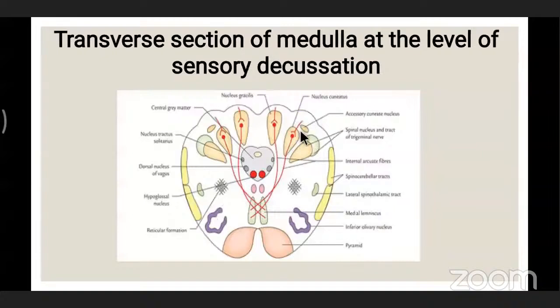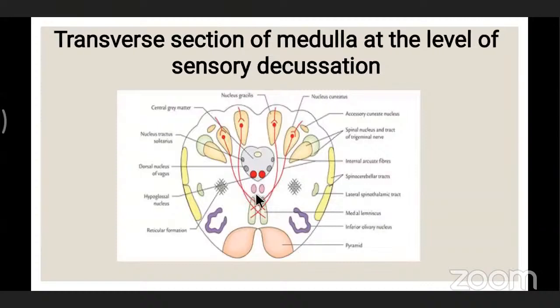Now we have accessory cuneate nucleus. So this nucleus receives the most lateral fibers from the fasciculus cuneatus, and these fibers relay in this nucleus. From here, posterior external arcuate fibers arise, and these fibers carry the proprioceptive information to the same side of cerebellum. Now we have MLF. What is MLF?